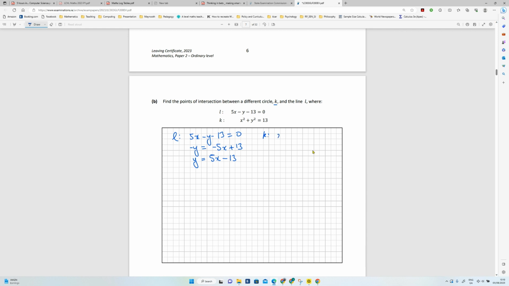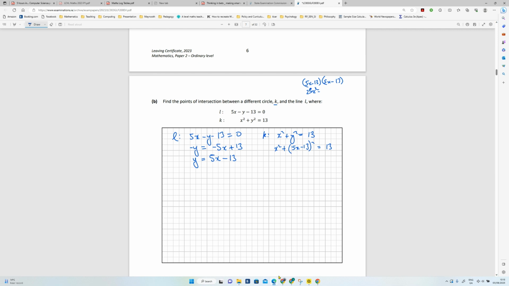So K is x squared plus y squared equals 13. Now I'll say x squared plus, I'll sub in this value, (5x minus 13) squared is equal to 13. So we need to square that: 5x minus 13 by 5x minus 13. Use your FOIL: multiply the 5x's, multiply the 5x by minus 13, and then multiply 13 by both of those. So the first one is going to be 25x squared.